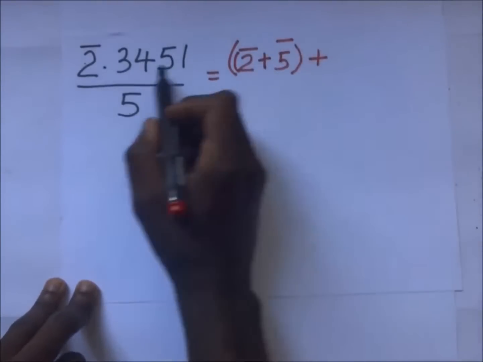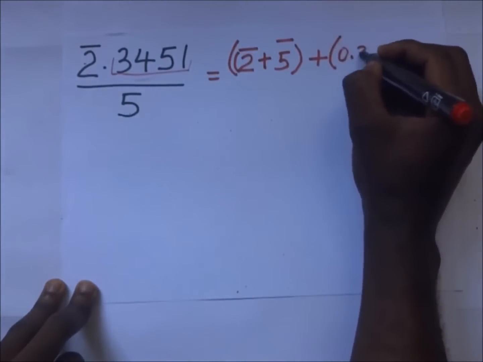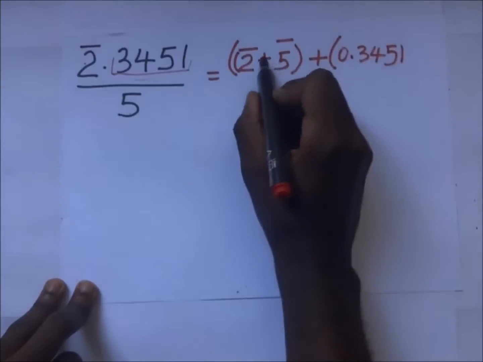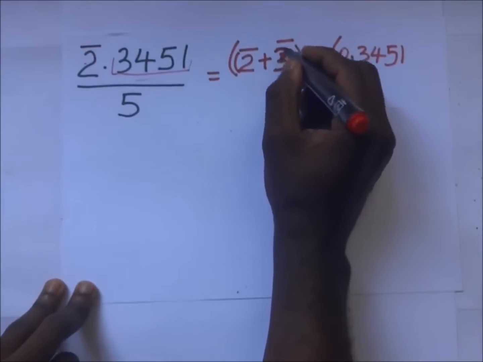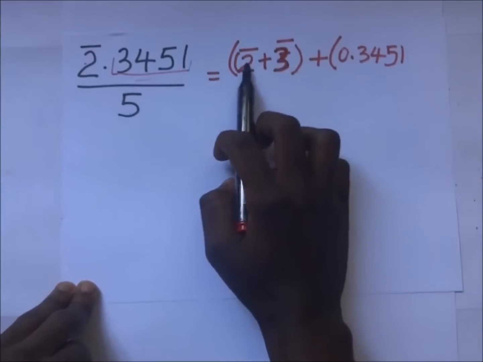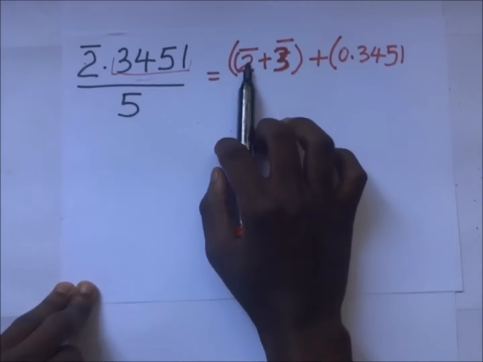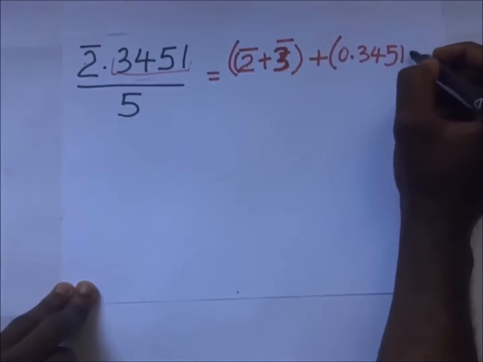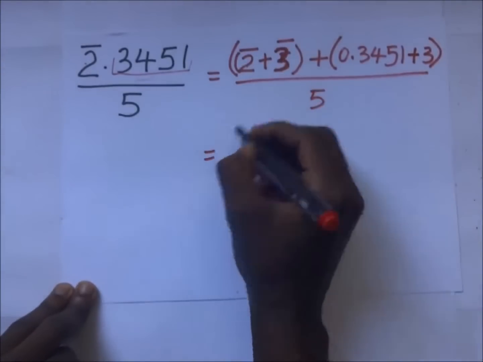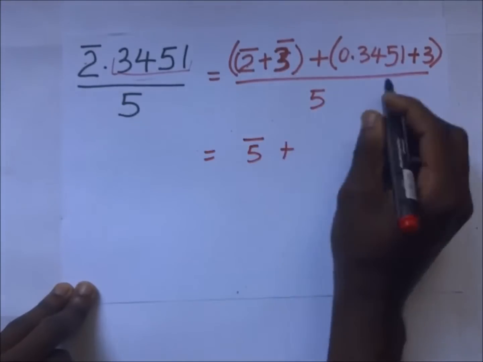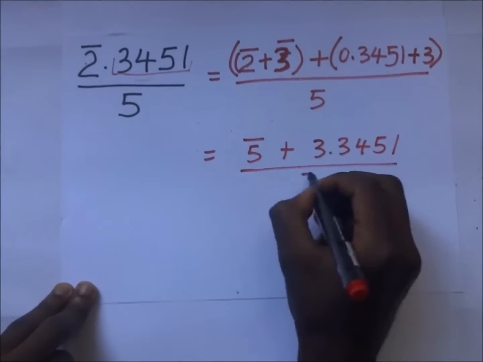the negative characteristic, then the mantissa, we deal with it separately. So it's going to become plus 0.3451. Since we added 3 to the characteristic, we are supposed to add 3 to the mantissa as well, so that 3 plus 2 is 5, and 5 is what is divisible by this. So we shall end up with 3 plus 2, which is 5 bar, plus this plus that gives us 3.3451. Divide that by 5.